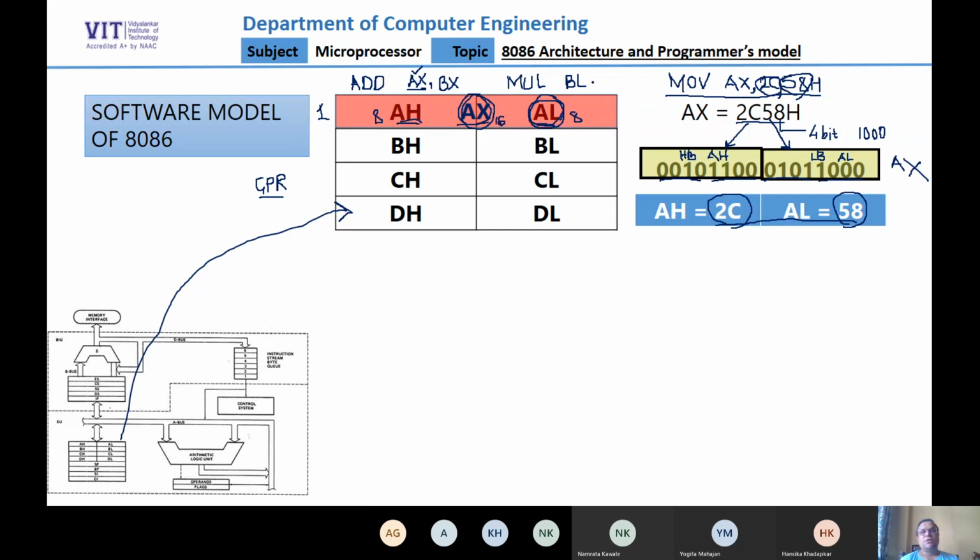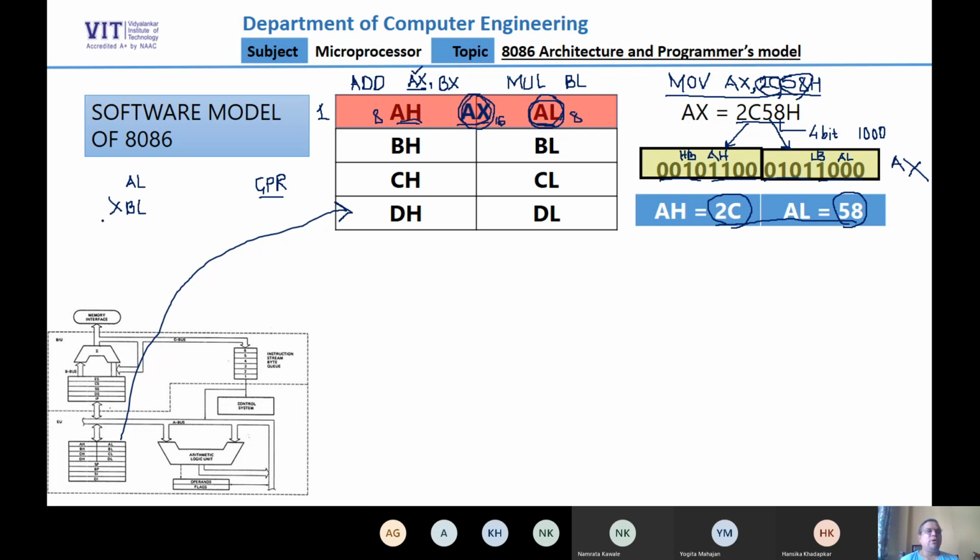Mul BL instruction, what will it perform? It will perform like this. It will be multiplying AL. So let's look at the left hand side. There I am having space. So AL will be multiplied by BL.